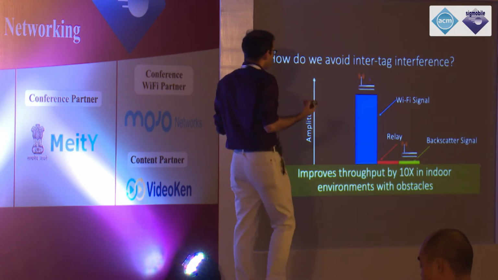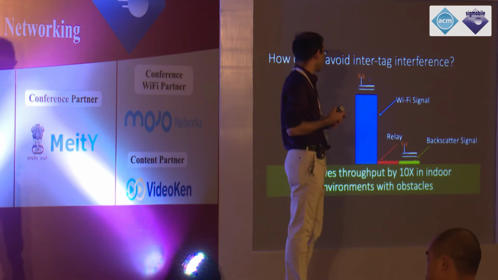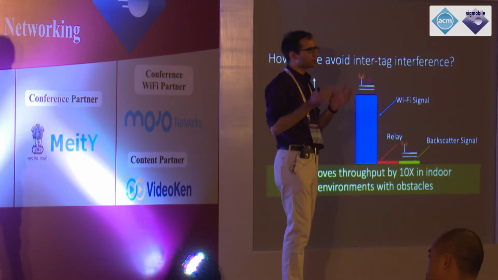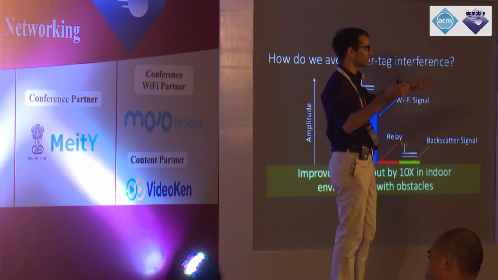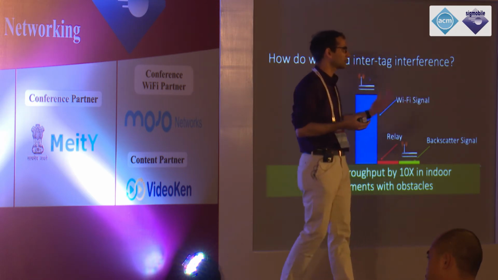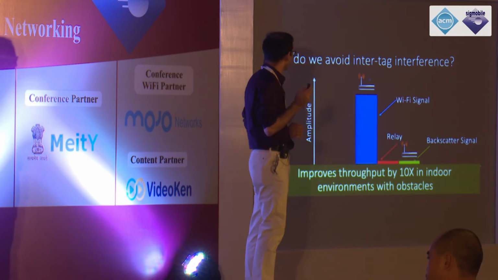The paper shows that they can use this technology to improve throughput by 10x in indoor environments with obstacles. So the key to note here is that this is an indoor environment with obstacles. If it's a flat environment, if you don't have blockage, probably you don't need multi-hop.